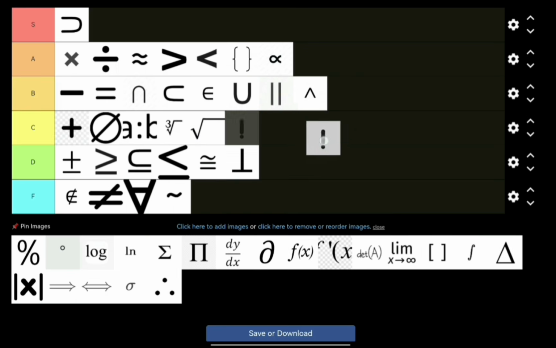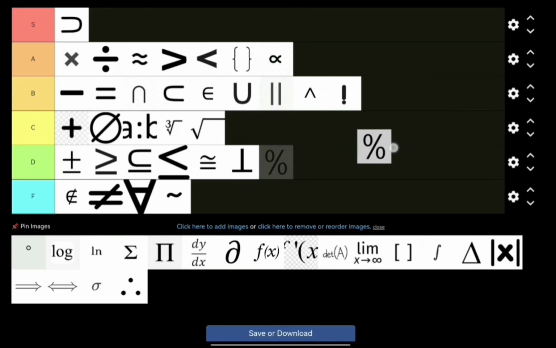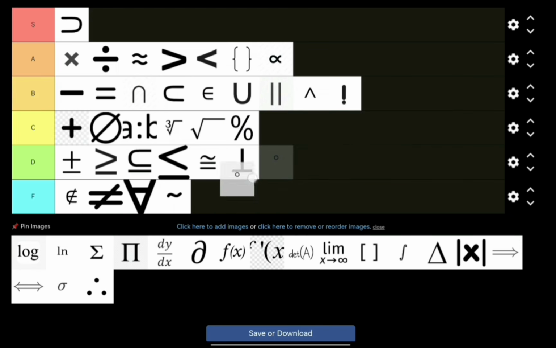Factorial, she's excited, but a little too excited, so I'll say B tier. Percent, this is just boring, I'm not gonna lie. I'll say C tier. Degrees, in a world full of radiance glazers, I'm still a degree fan. It's still one of my favorite units, I guess. So I'll say A tier.